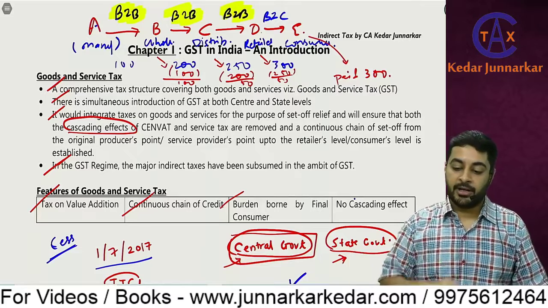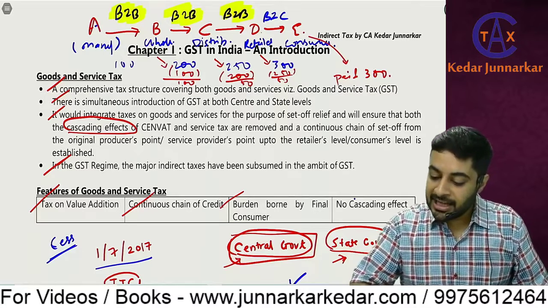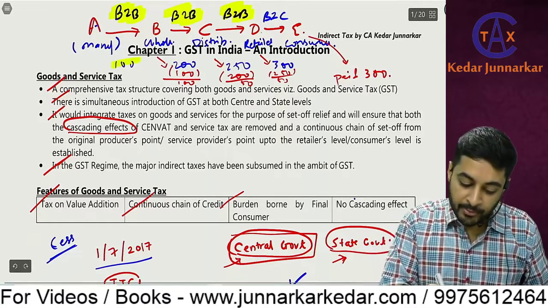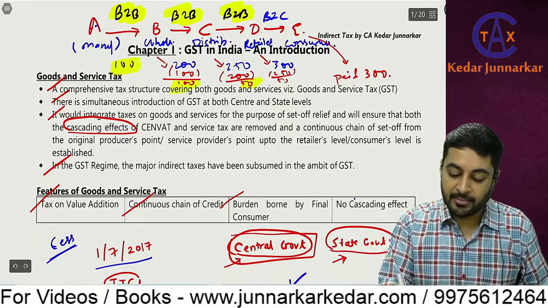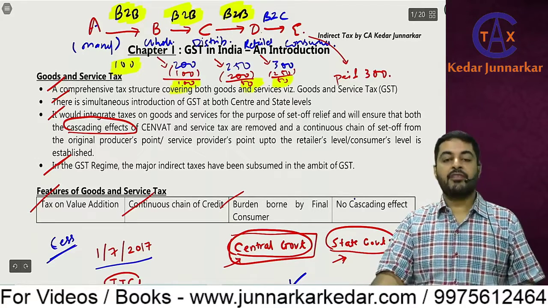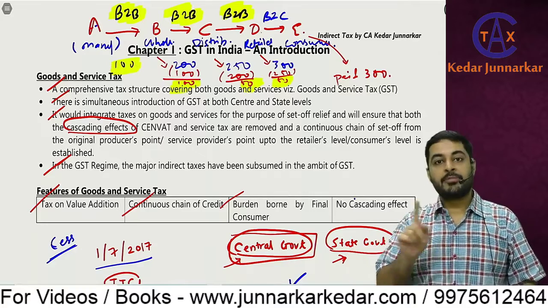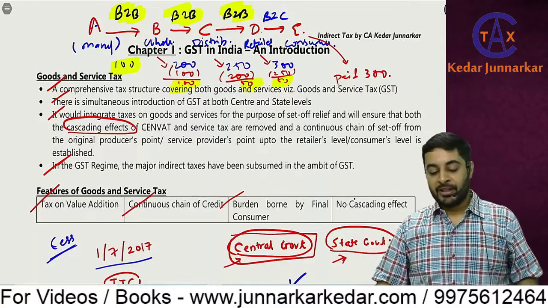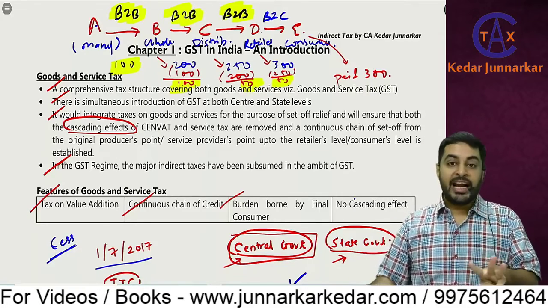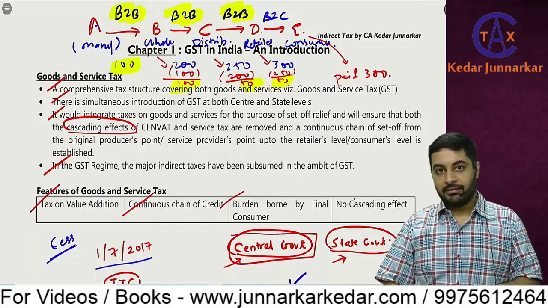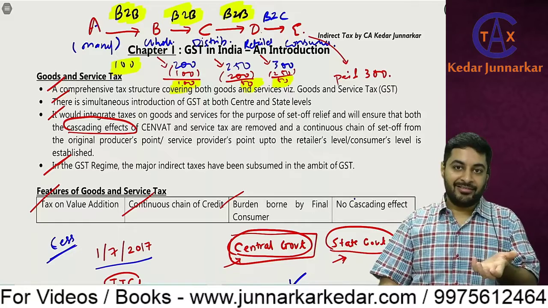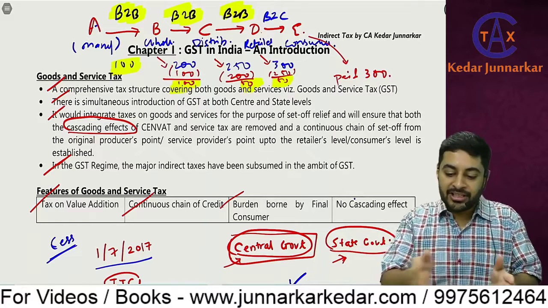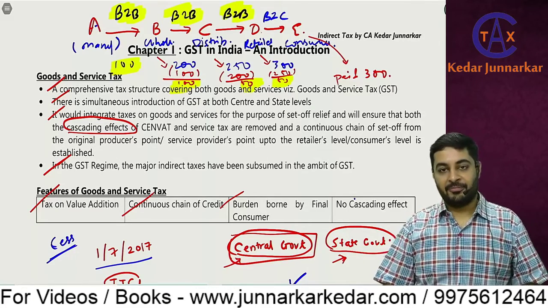This 300 is paid. So now, how much is the net tax paid to government? First transaction 100 paid, second transaction 100 paid, third transaction 50, and fourth transaction 50. So 100 plus 100 plus 50 plus 50, that is 300. So 300 burden is on E. Ultimately it is paid by E, but government is receiving it in parts. Got it? Due to this input tax credit chain.